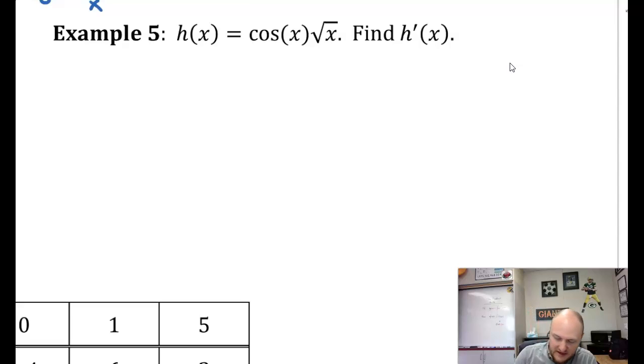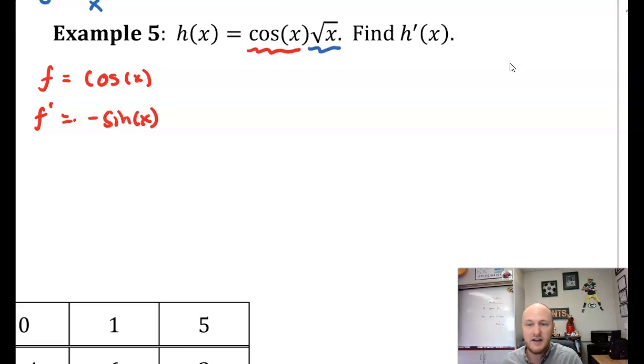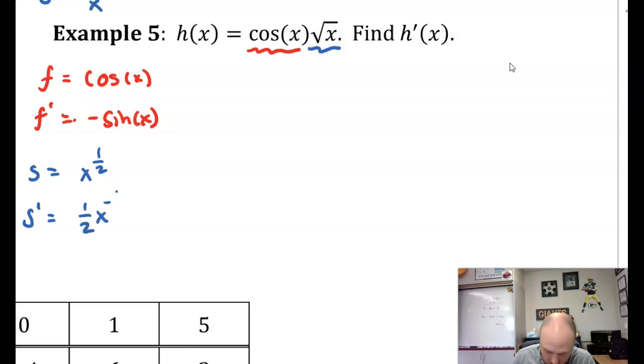Okay, hopefully you went ahead and gave this a try. Cosine of x, that's your first function. Square root of x is your second function. So my first function, cosine of x, the derivative is negative sine of x. Okay, my second function, that's x to the power of 1/2. And so the derivative of that would be 1/2 x to the power of negative 1/2. Okay, so here is h prime.